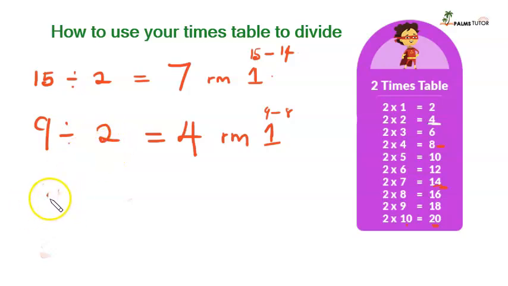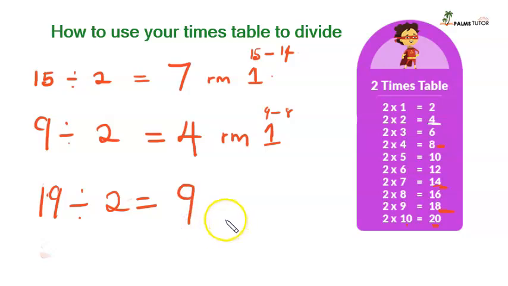Okay, so let's see now. We have 19 divided by 2. 19, of course, there is no 19, so we go with 18. So, 2 times 9 gives me 18, so that I have 9 times. Okay, but this time also, there will be a remainder, and that will be what? 19 minus 18, that's 1. Can you see that?